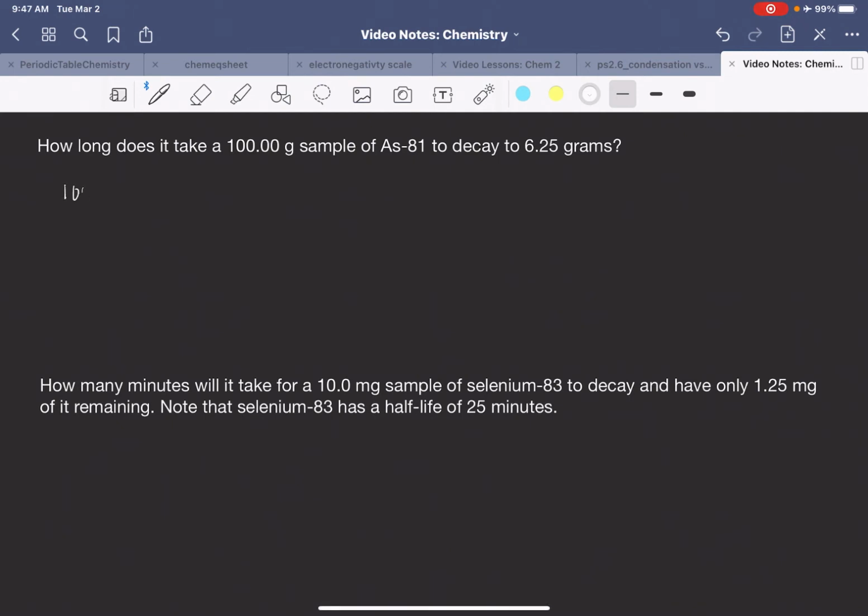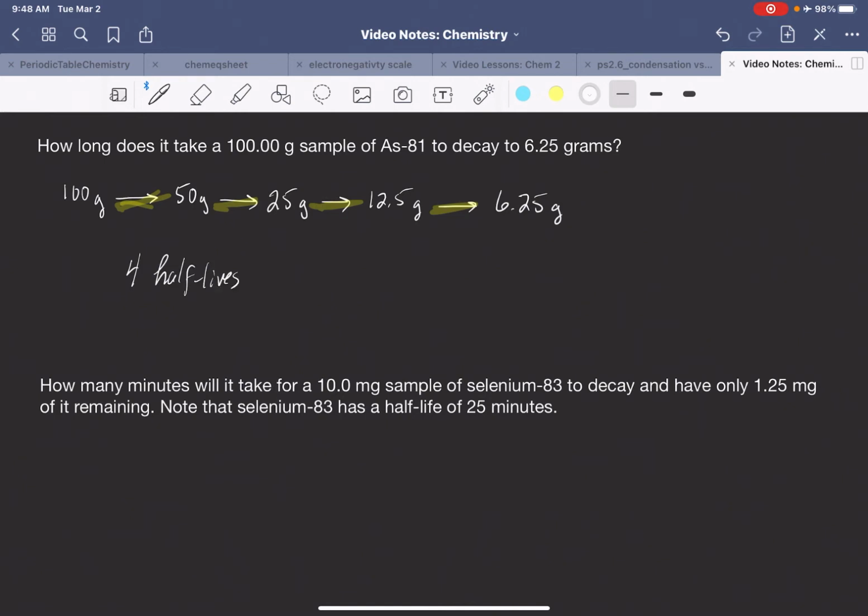So let's think about this. We start off with 100 grams. There is a half-life. We break down to 50 grams, and then that's going to break down to 25 grams, and then that's going to break down to 12.5 grams, and then that's going to break down to 6.25 grams. And you can think of it as money. If you had $100, half of that is $50, half of that is $25, half of that is $12.5, and half of that is $6.25. So it's the same concept. So what we see here is we have a total of 1, 2, 3, 4 half-lives.